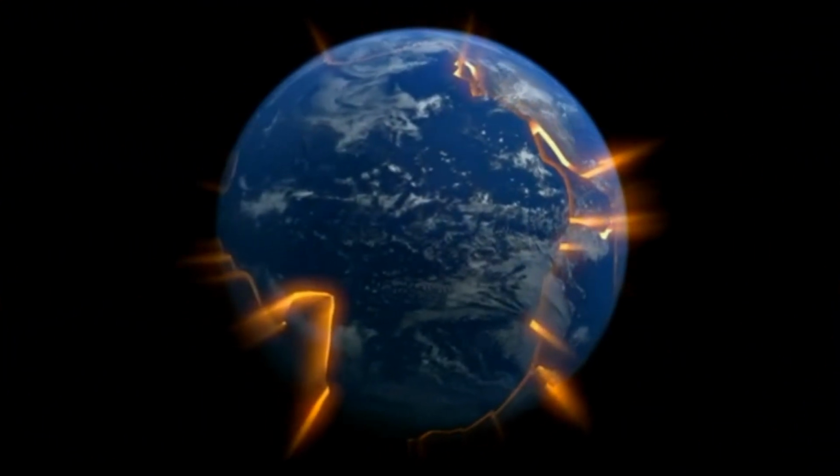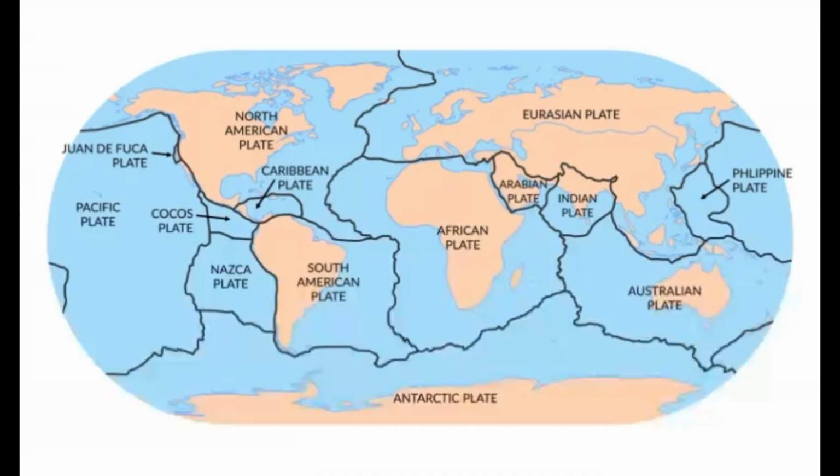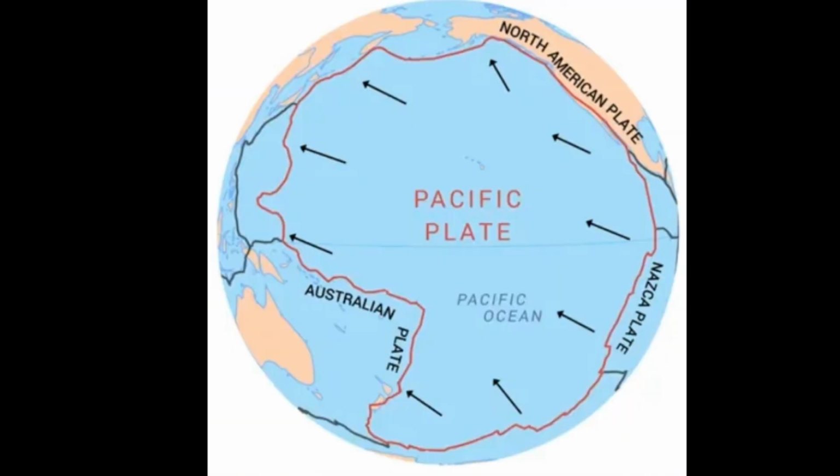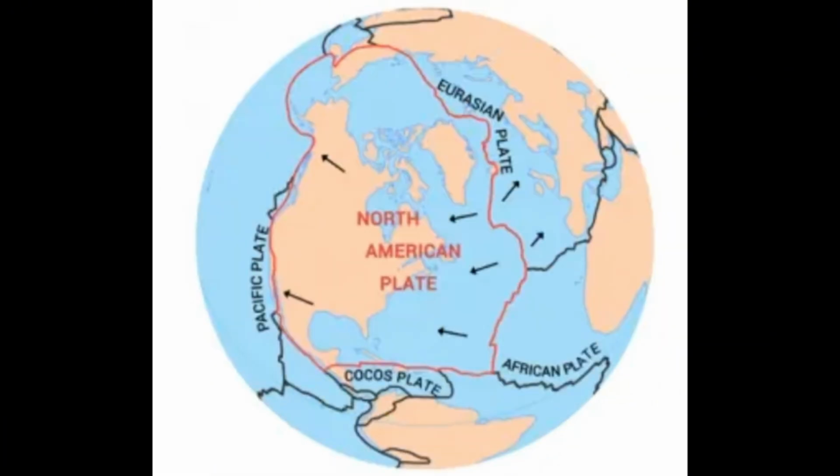Let's take a closer look at the major tectonic plates that shape the Earth's surface. First, we have the Pacific Plate, the largest tectonic plate, mostly oceanic. This plate stretches across the vast Pacific Ocean. Next is the North American Plate. This plate covers not only North America but also part of the Atlantic Ocean.